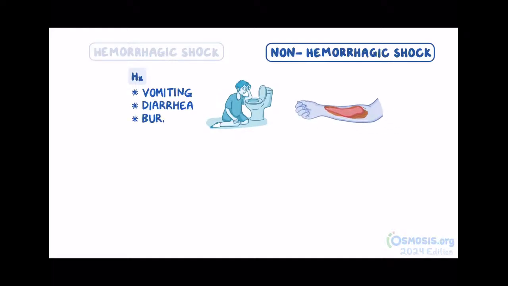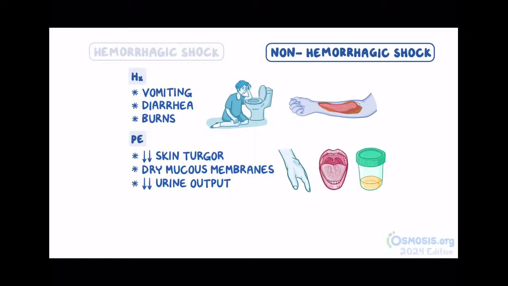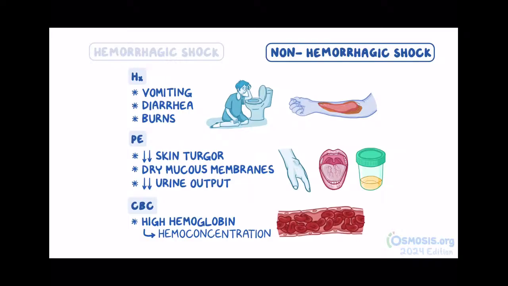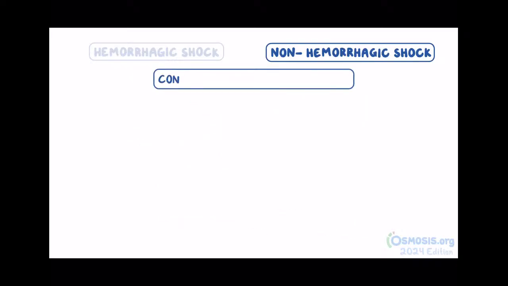Now, let's take a look at non-hemorrhagic shock. These individuals report a history of vomiting, diarrhea, or burns. In this case, physical exam often reveals decreased skin turgor, dry mucous membranes, as well as decreased urine output. Additionally, CBC reveals high hemoglobin, which suggests hemoconcentration. These patients should make you think of non-hemorrhagic shock.